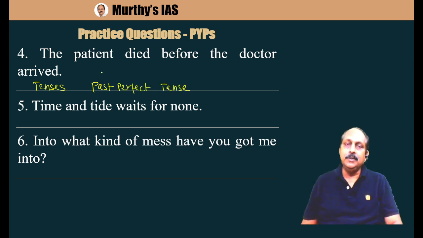Imagine there are 2 actions that happened in the past, one after the other. For the first action, we have to use past perfect. For the second action, we should use past tense. Here, the patient died, that is the first action.